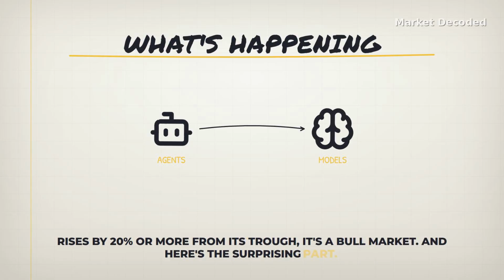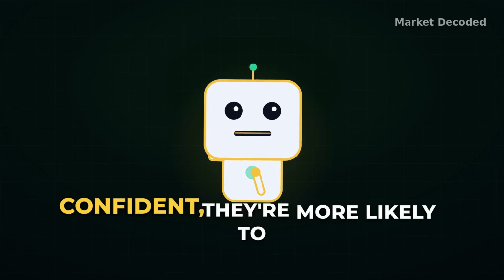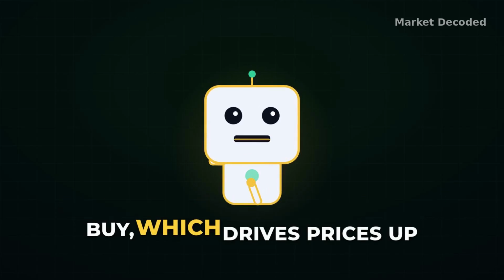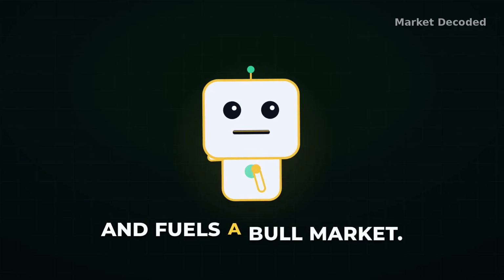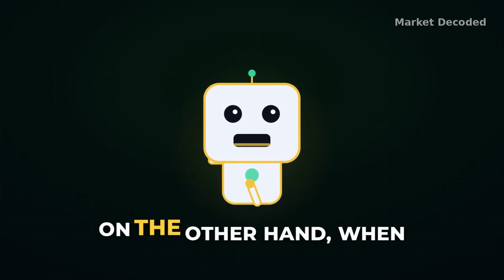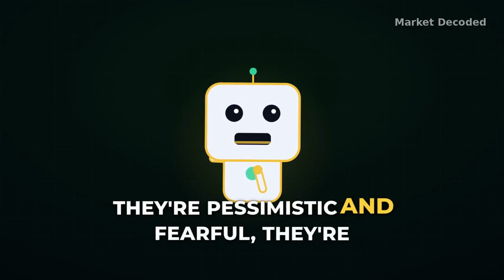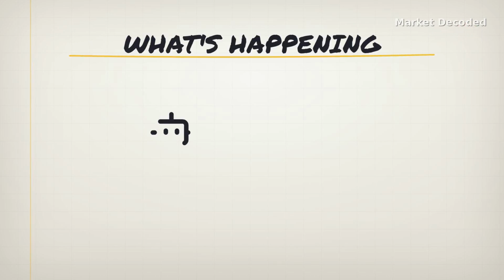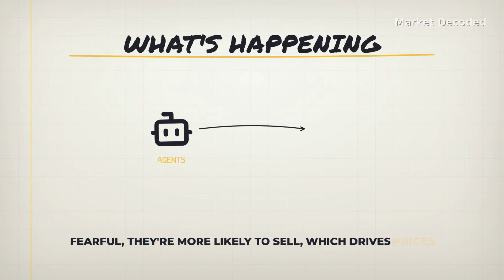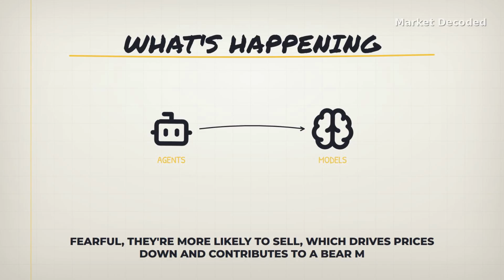And here's the surprising part. Market sentiment plays a huge role in driving these trends. When investors are optimistic and confident, they're more likely to buy, which drives prices up and fuels a bull market. On the other hand, when they're pessimistic and fearful, they're more likely to sell, which drives prices down and contributes to a bear market. Economic policies, such as interest rates, can also influence these trends.